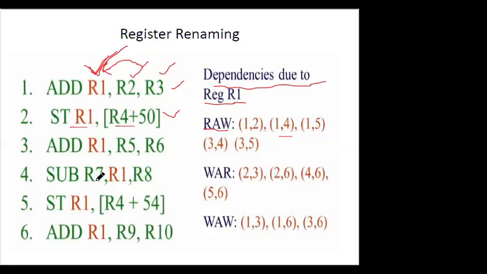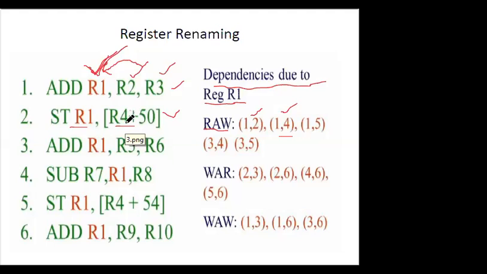In this case, as we can see, this is subtraction. The subtraction cannot be performed until R1 is updated by instruction 3. So we have a dependency between 1 and 2, then a RAW dependency between 1 and 4. Then as we can see in this example, between 1 and 5, 3 and 4, and 3 and 5. So these are the read after write dependencies in this register set for R1.